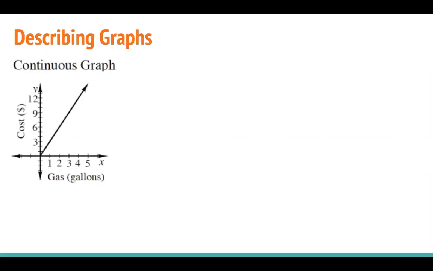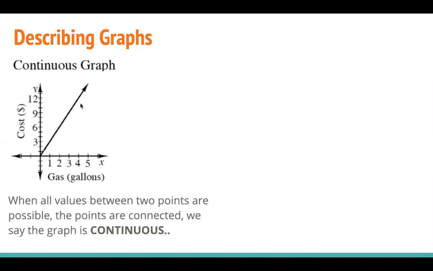One of the first things you can look at is whether a graph or a relationship is continuous. Continuous means it'll be connected and all the values make sense. So if I'm going to buy gas, I could buy 1 gallon, 2 gallons, or 3 gallons, but I could also buy 1.5 gallons or 2.75 gallons, so any of those points are possible.